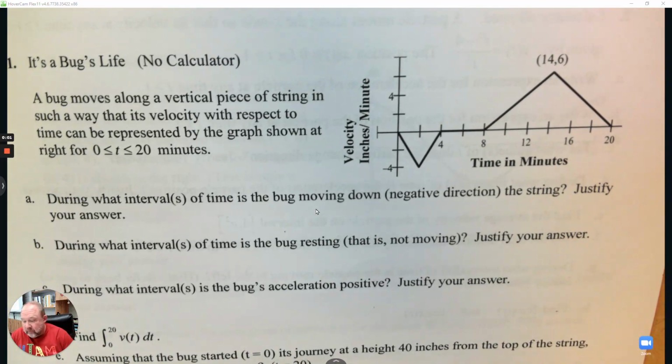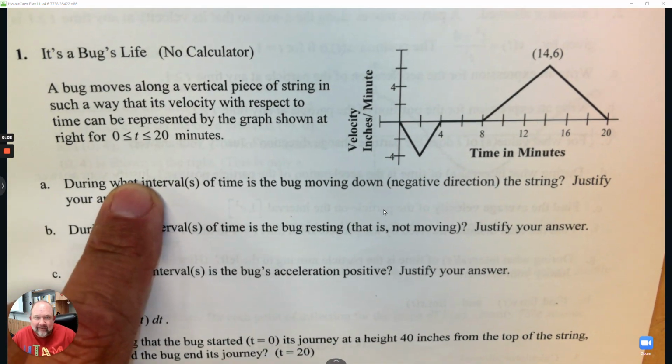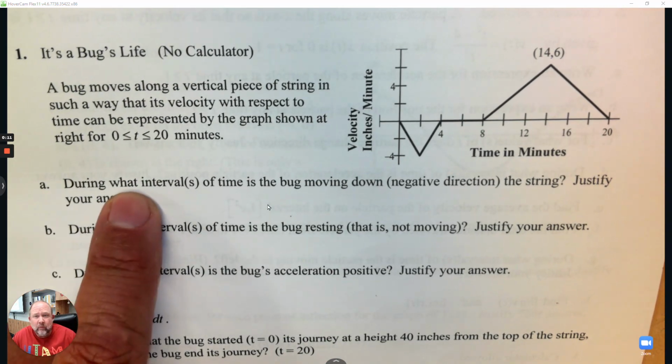All right, solutions to assignment number 22, the review assignment. Now, you should always try this first, right? And then see if you did it right. So, first of all, what is this?